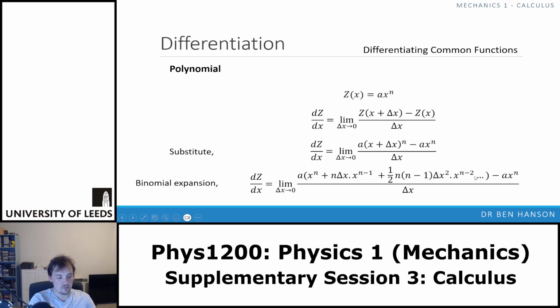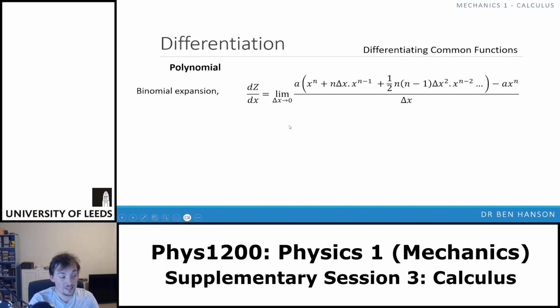And it goes on and on until at the other side we get delta x all to the power n. So it keeps going until we get delta x all to the power of n. Close that bracket. And then we're minusing z of x still. So we're minusing ax to the n, dividing by delta x. So all we've done is taken that (x plus delta x) to the n and expanded it like this.